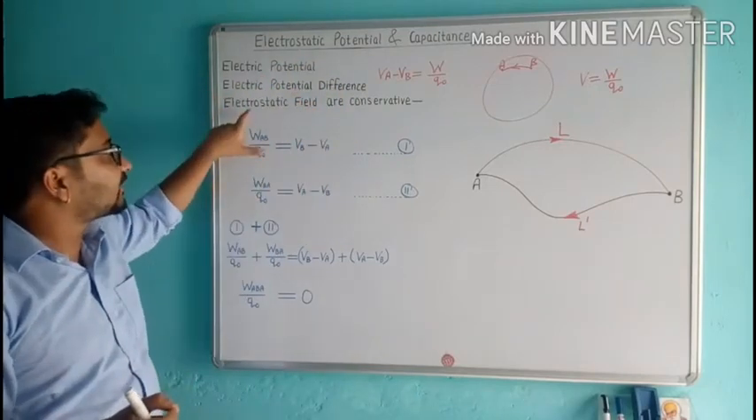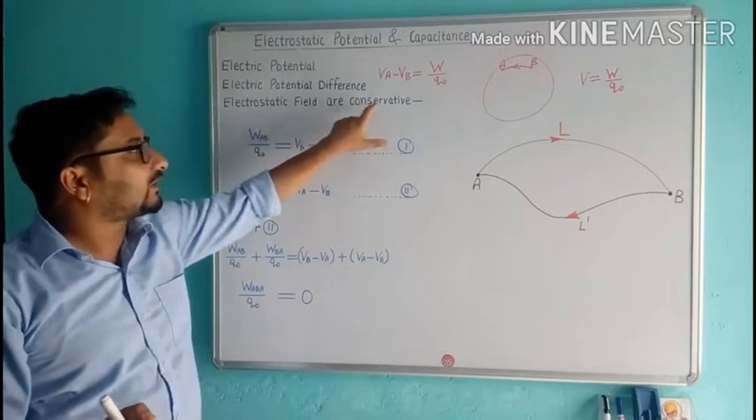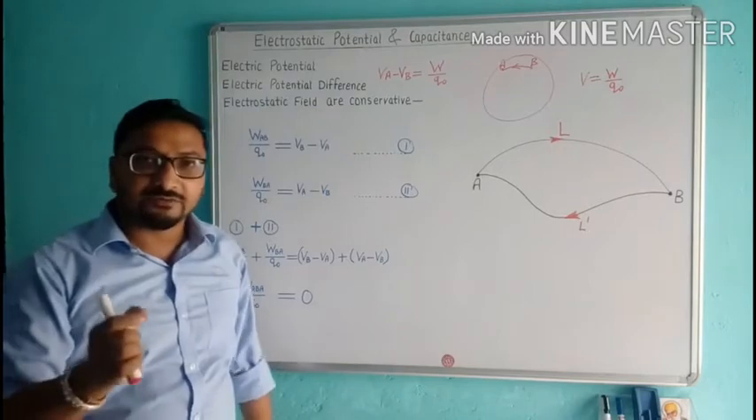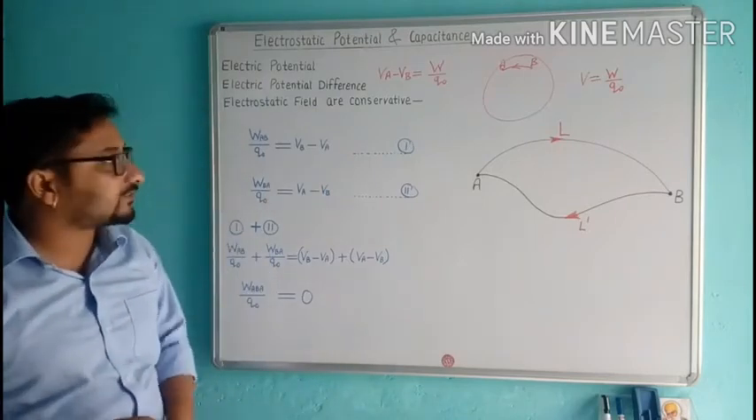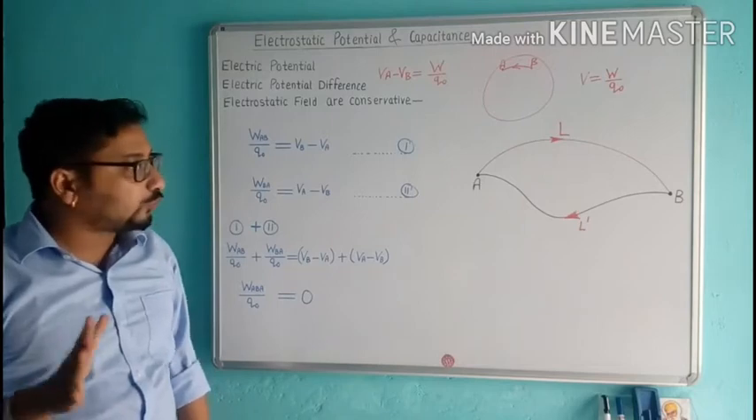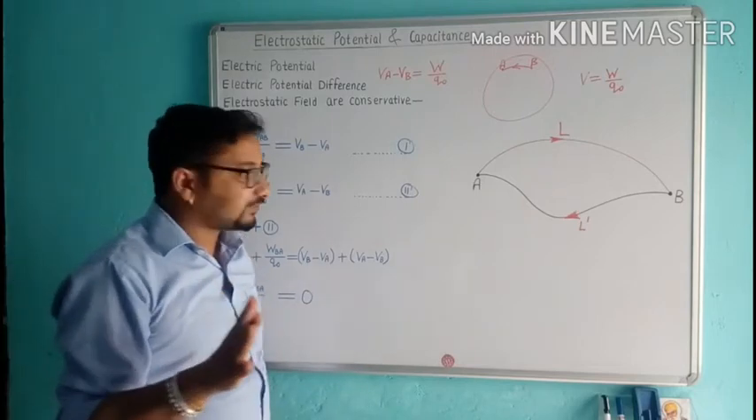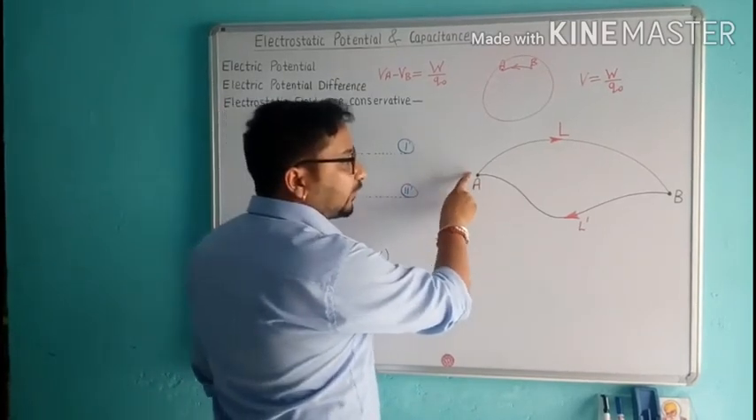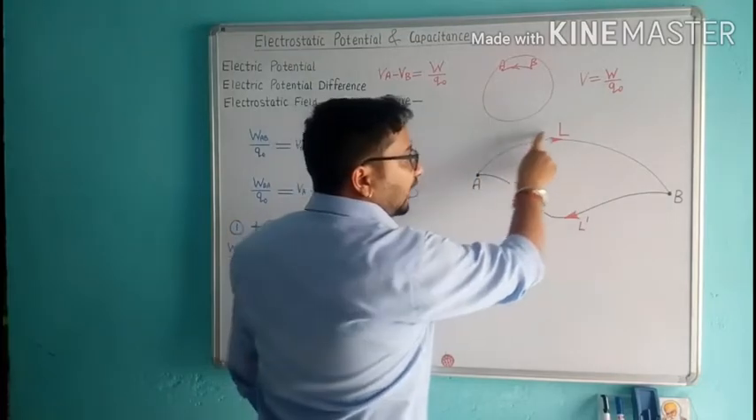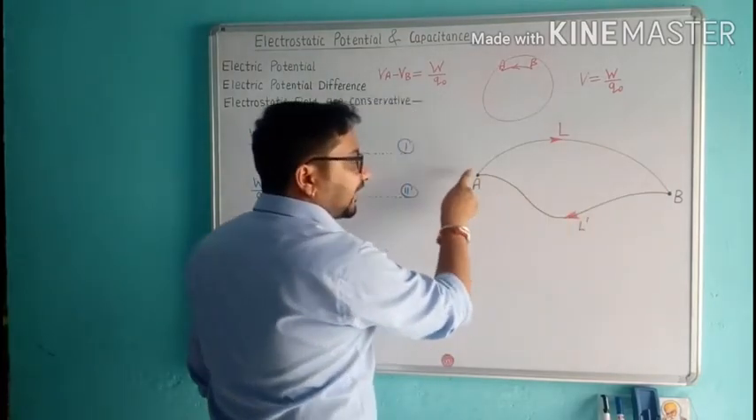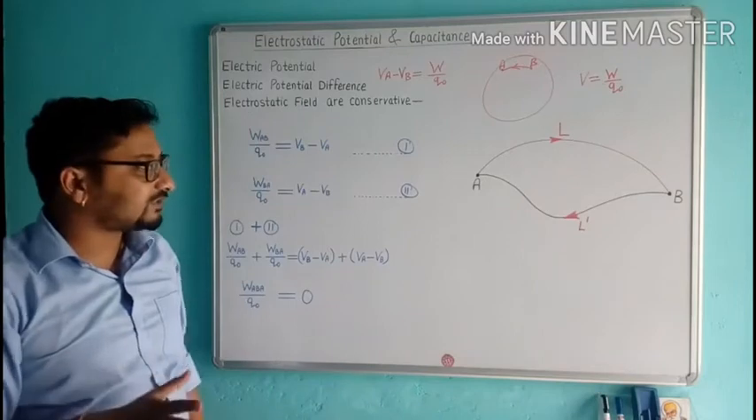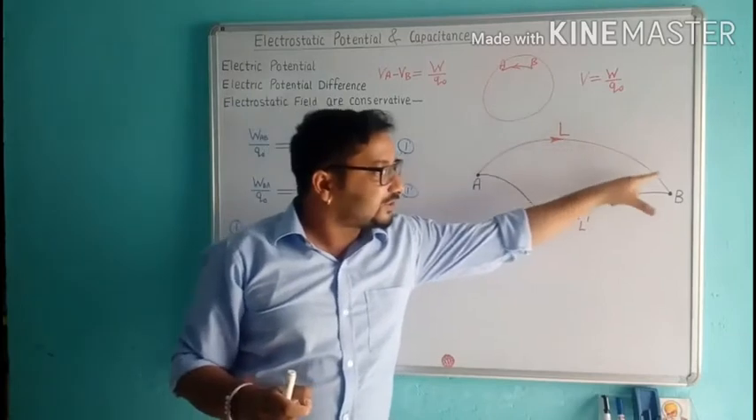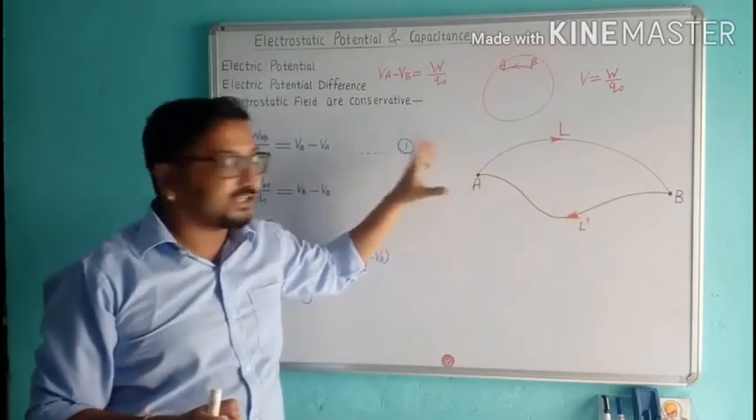Now next is electrostatic fields are conservative. This is a property of electrostatic field that it is a conservative field. Conservative field means no work is done in moving a unit positive test charge over a closed path in the electric field. We have to prove this, that no work is done in moving a unit positive test charge over a closed path in the electric field.